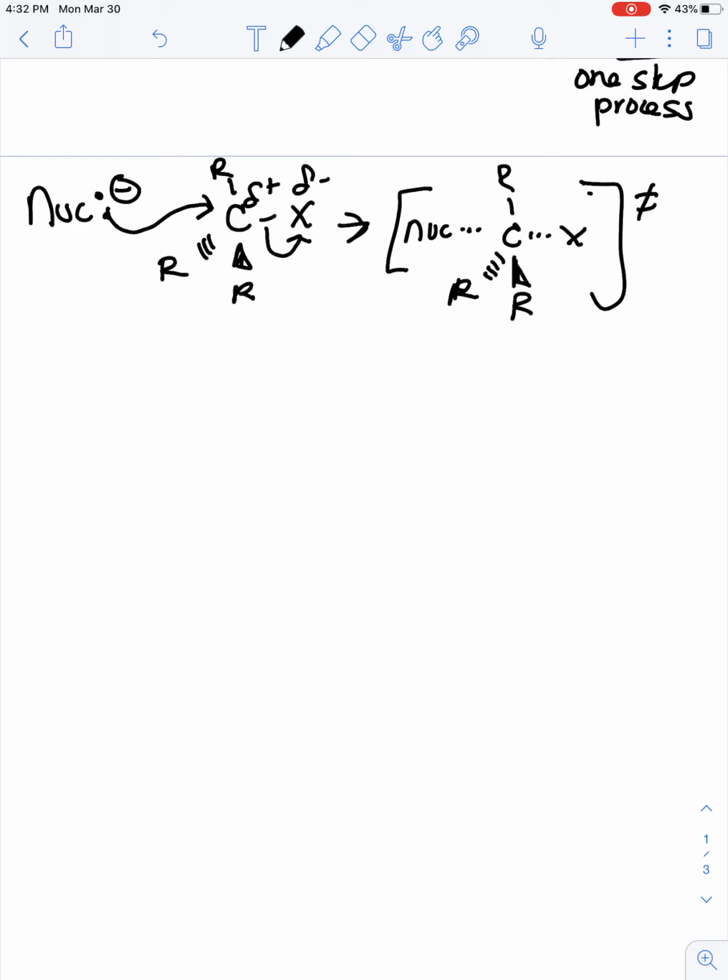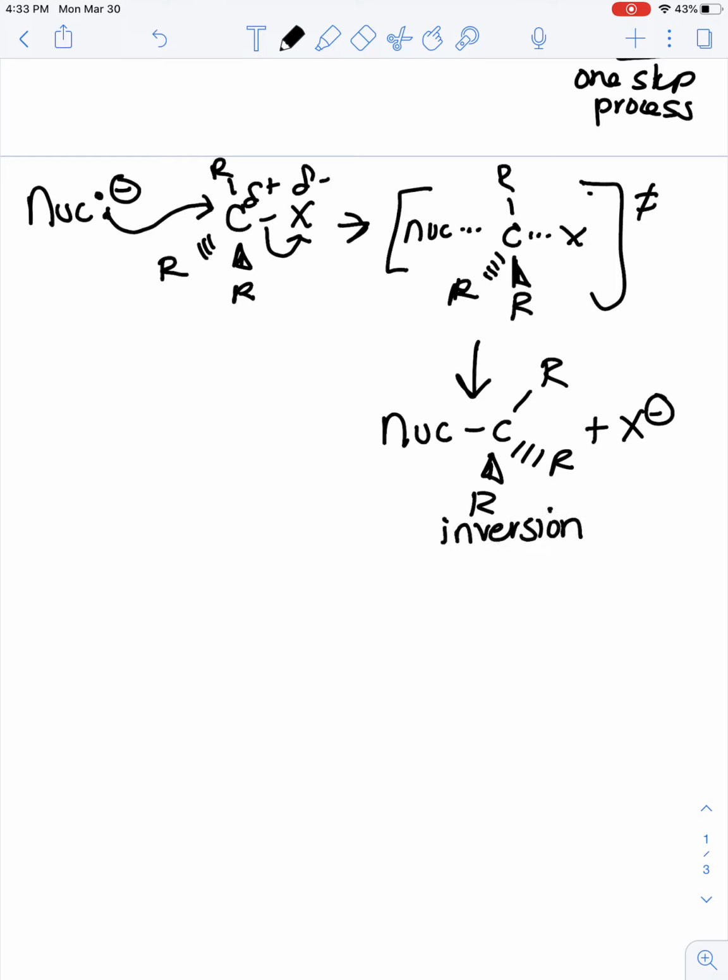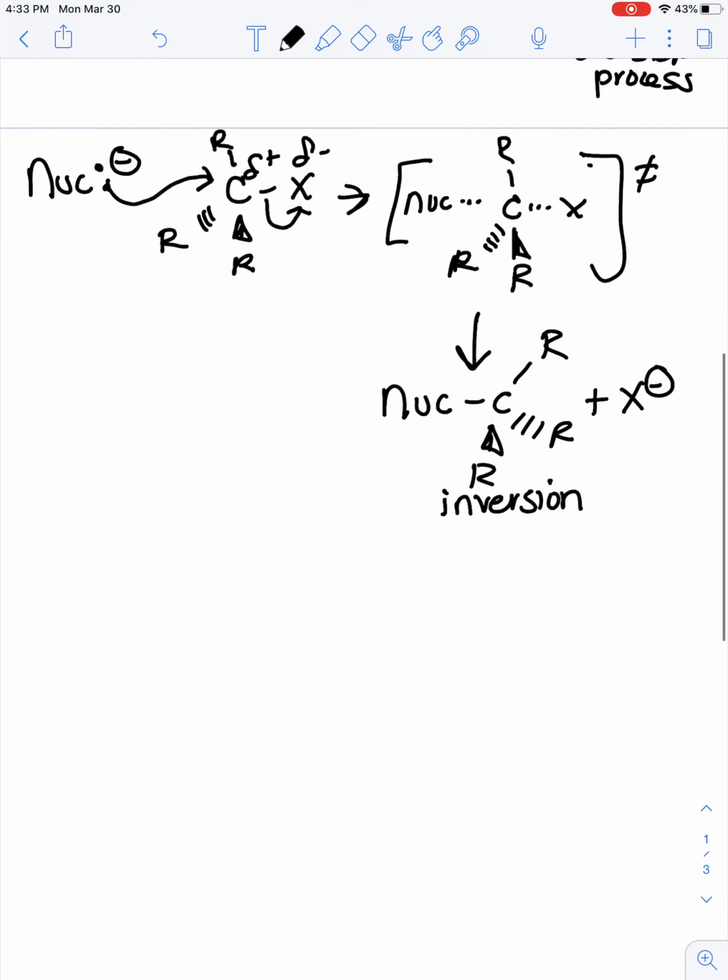So here we have a high energy pentacoordinate transition state. So when we look at the energy profile of our transition state, we should have a really large activation energy. And again, that's because carbon does not want to be pentacoordinate. So again, one-step process. So this is just something that's passing through as our transition state. Our product here is going to be this here plus our leaving group. So when we're dealing with SN2 reactions, we have an inversion in the stereochemistry. So we're going to talk about this at the end of this lecture.